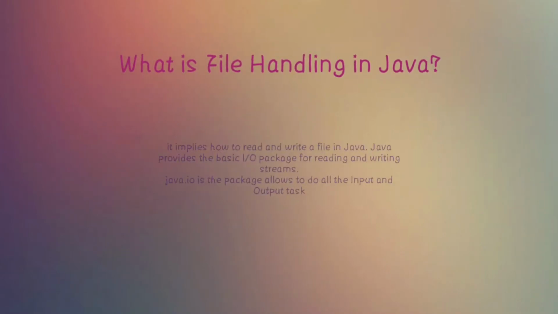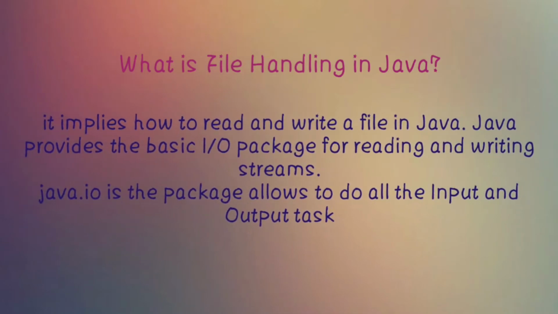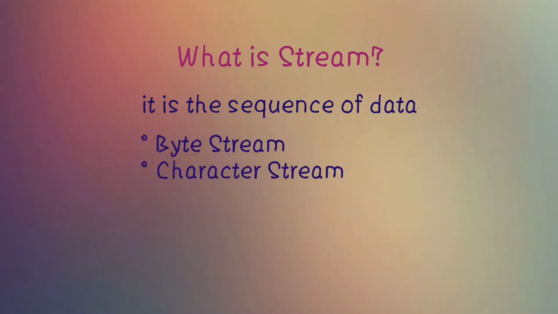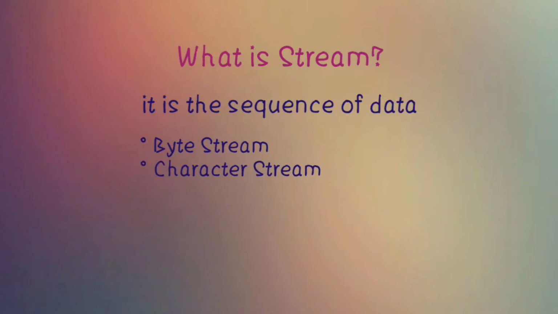File handling in Java implies how to read and write a file. Java provides the basic input and output package for reading and writing streams. It uses java.io as the package that allows us to do all the input and output tasks. What is a stream? It is a sequence of data, and Java uses this concept to perform input and output operations on a file. Stream has two types, the byte stream and the character stream. When we talk about byte stream, it mainly deals with byte data. And the character stream is the stream that deals with characters.